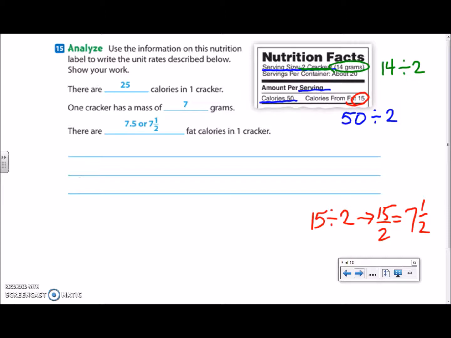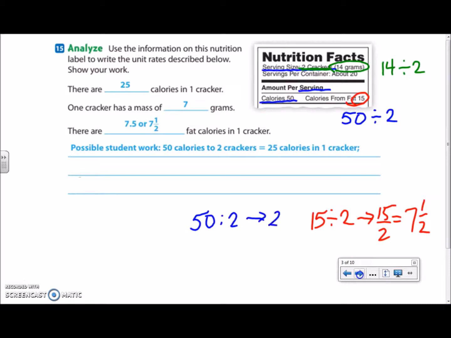It says to show our work. I kind of didn't write it on the lines very well, but I am going to show you what the book is expecting you to write down. 50 calories to 2 crackers equals 25 calories in 1 cracker. And so it looks to me like they used a ratio. I should have thought of that. A ratio to solve this. So it's 50 to 2 would be the same as 25 to 1.